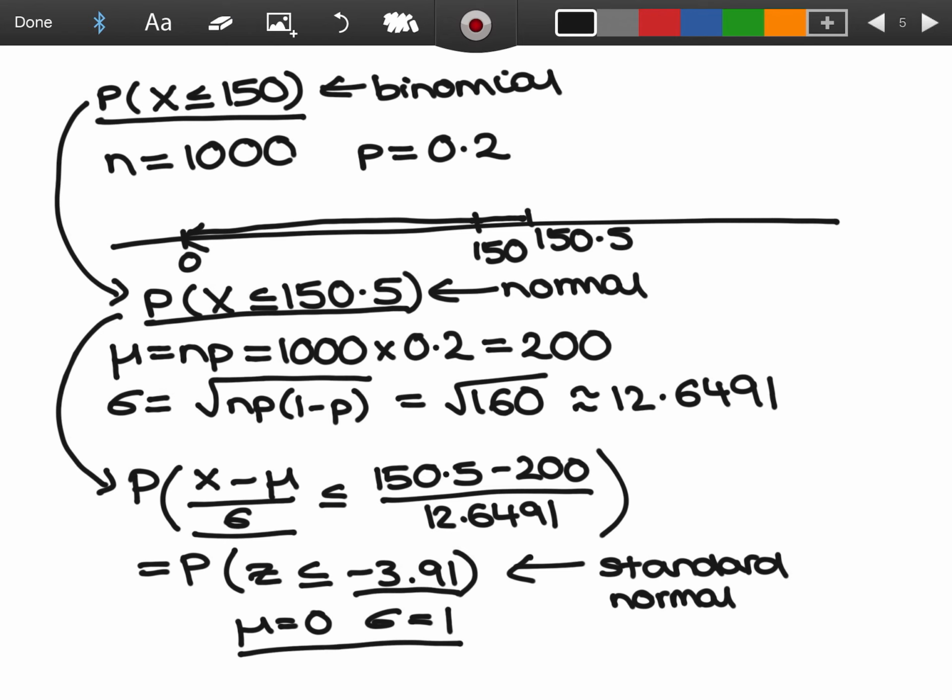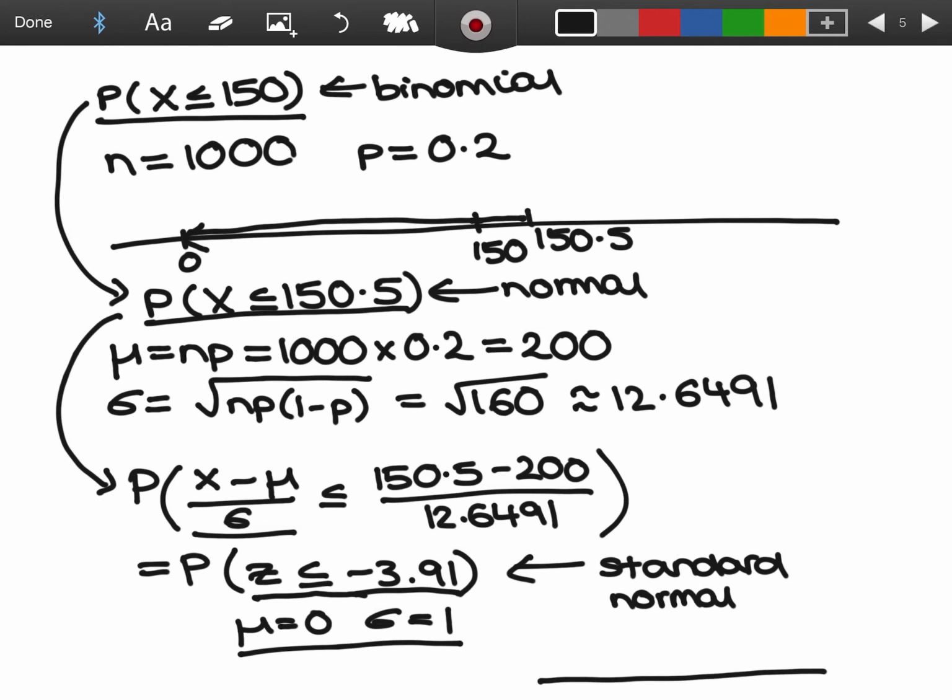That is an incredibly small number. This actually comes out to approximately 0. If you think about it, that makes sense. What this is looking at is the probability that the z value is less than or equal to negative 3.91. Because we are within the standard normal distribution, with a standard deviation of 1, you're looking at the probability of being less than or equal to almost 4 standard deviations below the mean.